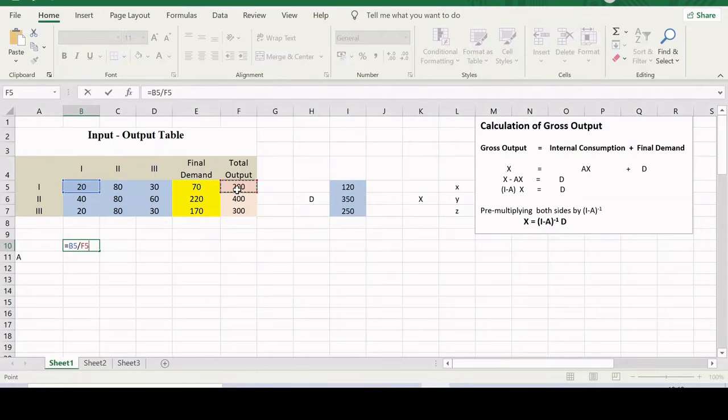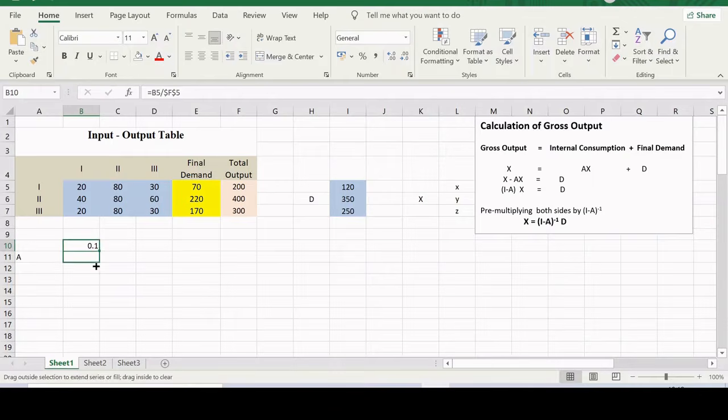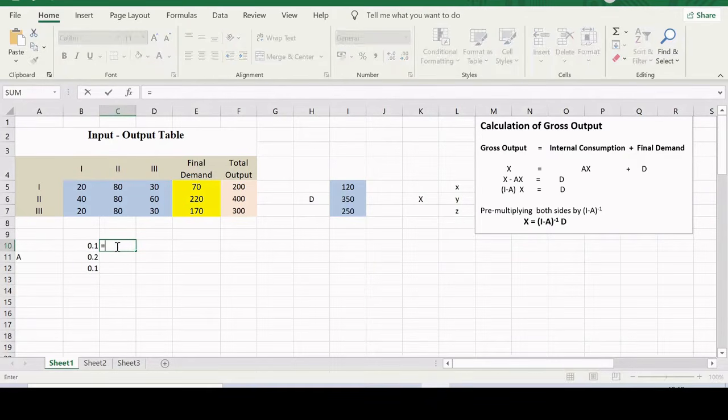And to simplify our calculation, as we know for the other two elements the denominator will remain the same, which is the output. So we can make it absolute. We can fix the gross output, and to fix this we can press F4 so that it will get frozen, and then we can drag the formula and we can easily get the other two elements of this column. And similarly, the input to output ratio for the other two sectors can also be calculated.